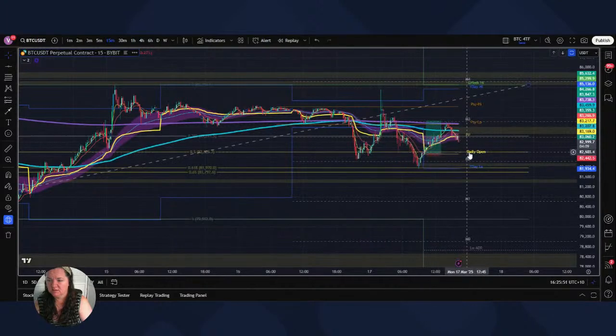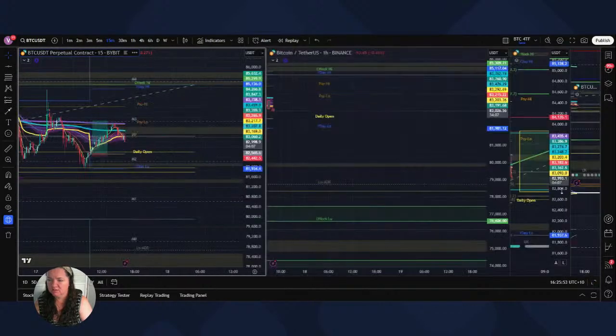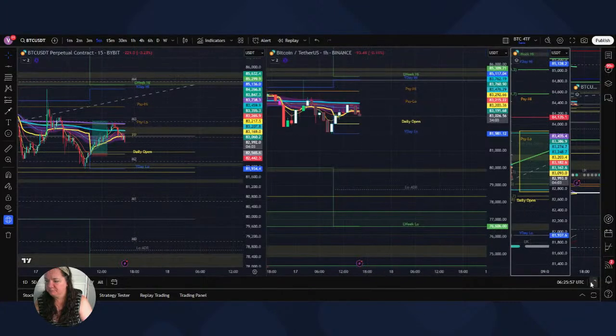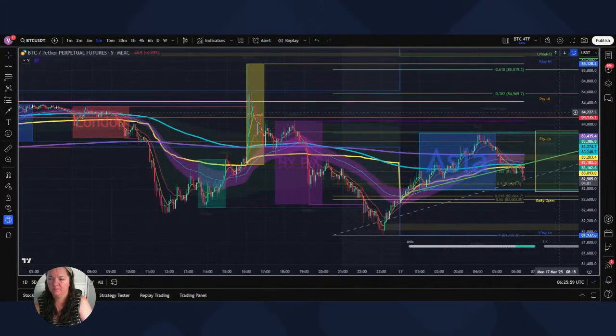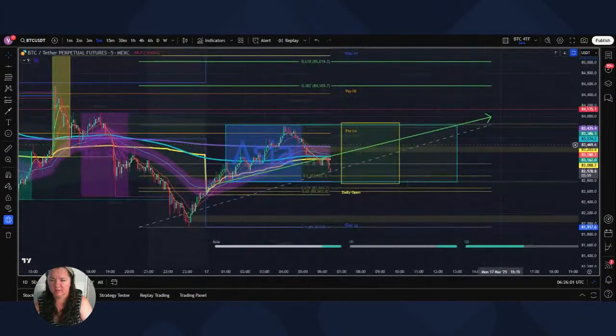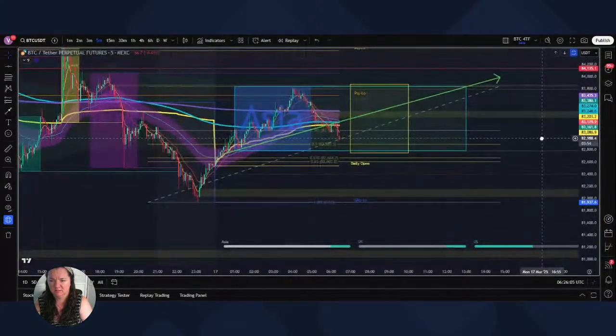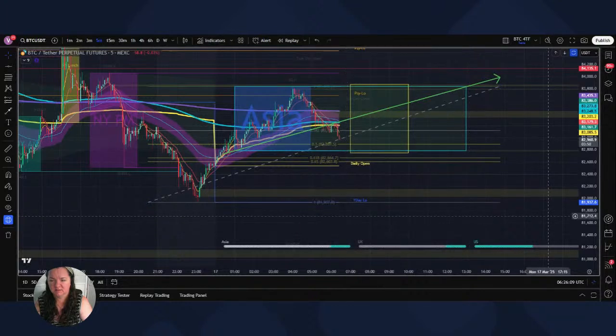So I'm basically just over the daily open. Let's go look. This one. So again, what I'm looking for here, I'd like a bounce off this 0.5 fib area.